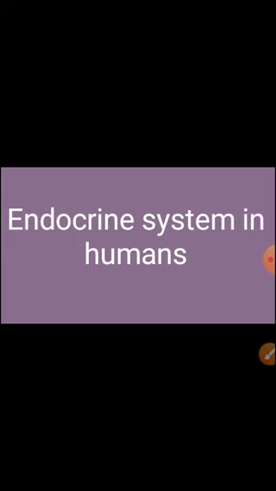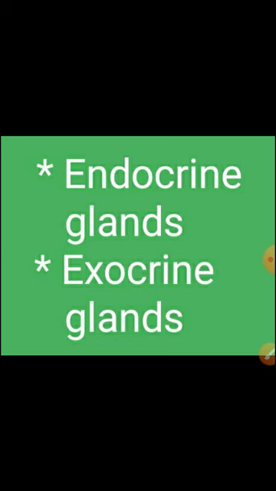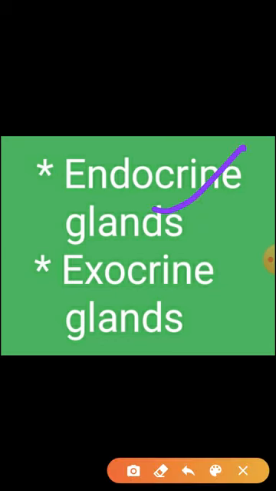Today we are going to discuss the endocrine system in humans. So what is the endocrine? There are two types of glands in our body. The first one is endocrine gland and the second one is exocrine gland. So before moving ahead, we have to know what a gland is.